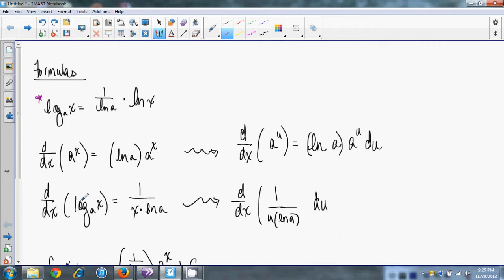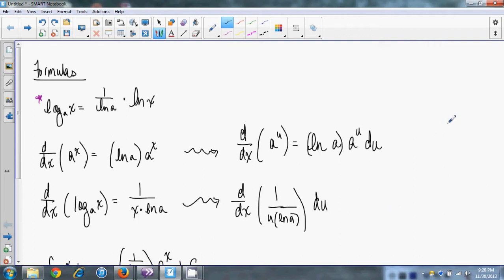And then you've got log base a of x, which is going to be 1 over x times the ln of a. In the textbook, they write it as ln of a in parentheses and then the x. I kind of like it this way, but I don't care how you write it. Either way is fine. Of course, it will most likely be dealing with u, so 1 over u ln of a times du. Again, they write that one in the book backwards as well.